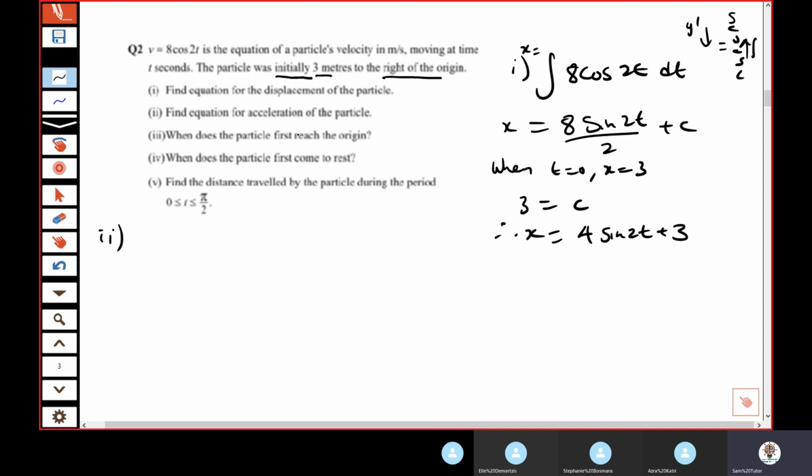Find the equation for acceleration of the particle. Acceleration, again, you're going to differentiate. Acceleration is just v dot or x double dot, however you're seeing it. So differentiate 8 cos. The derivative of 8 cos is negative sine, so that's going to be negative 16 sine 2t. The derivative of 2t is 2 times it.